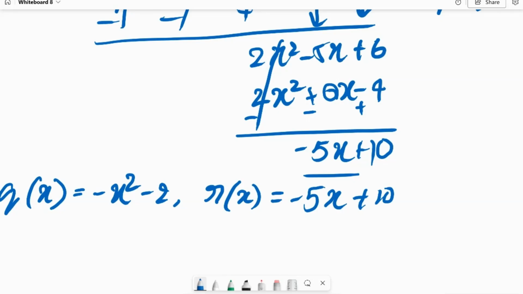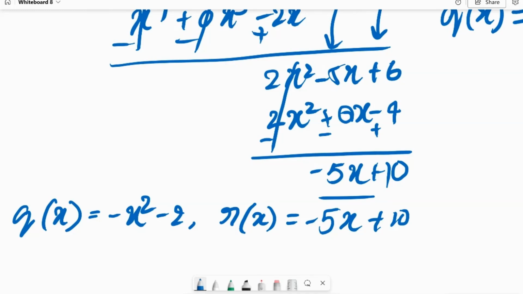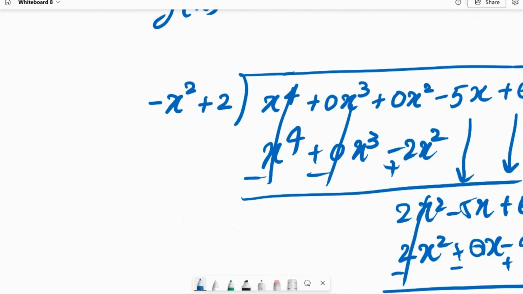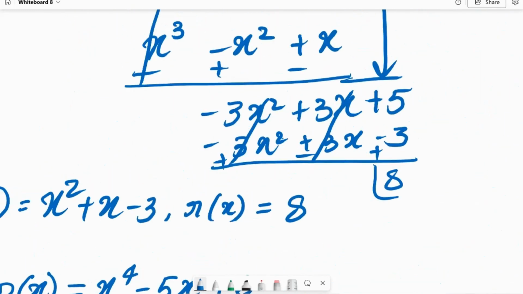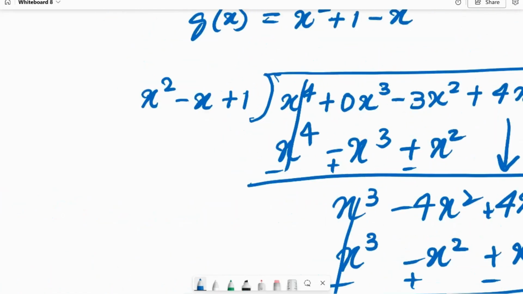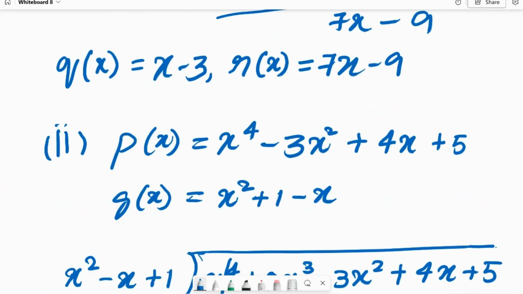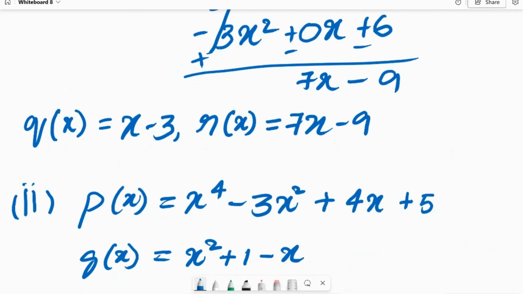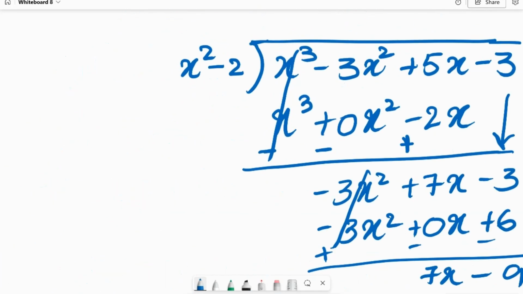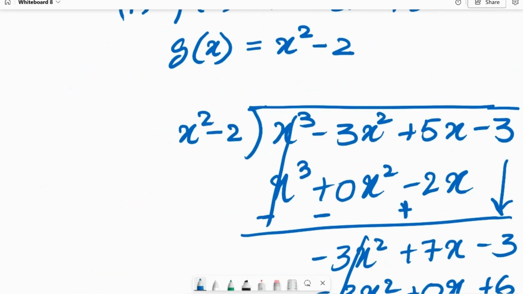If we can see here, in the third question, degree is 1 and degree of g of x is 2. In the second question, the degree is 0 and degree of g of x equal to 2. And next we have degree is equal to 1 and degree equal to 2. So divide as long as the degree of remainder is less than degree of g of x.